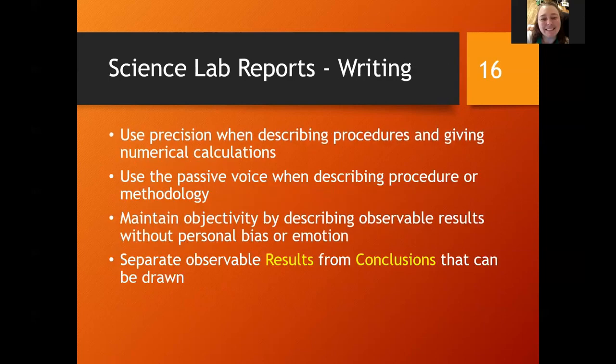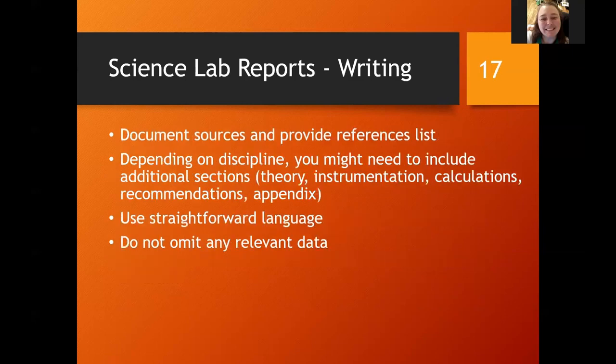Now, when you write a science lab report, use precision when describing the procedures. You want to make this section so that it can be easily repeated and it shows the validity of your experiment. Use the passive voice when describing procedure or methodology. Maintain objectivity by describing observable results without any personal bias or emotion. Remember, these are reporting the facts again. Separate observable results from conclusions that can be drawn. So you observe results, you draw the conclusions. Document sources and provide a reference list.